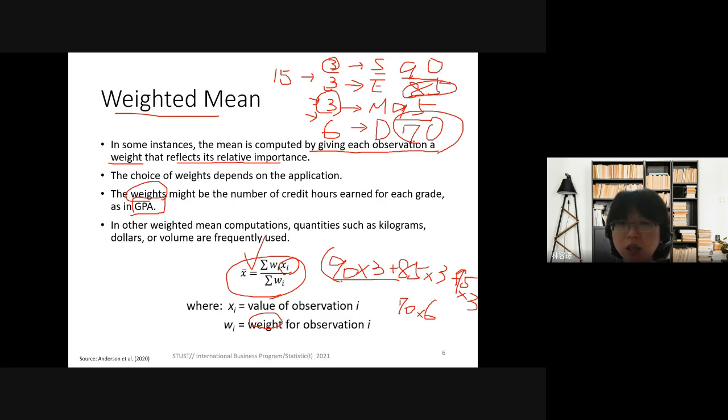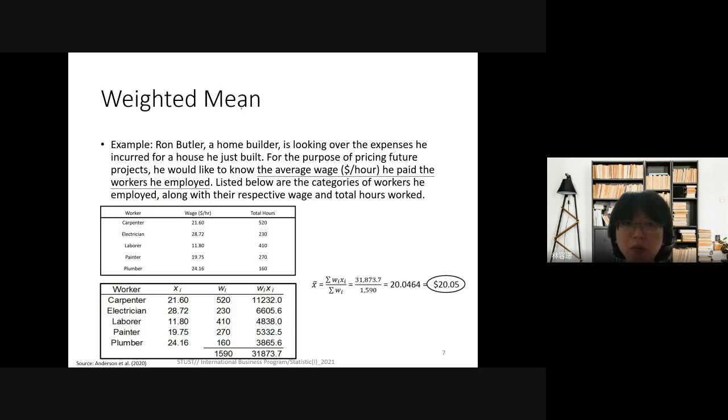You sum them and divide by the total weight, which is 15. You will get the weighted mean. For example, here they would like to know the average wage they paid for the workers they employ. Different workers may have different wages and different working times. So if you would like to know the average wage, you have to multiply them.